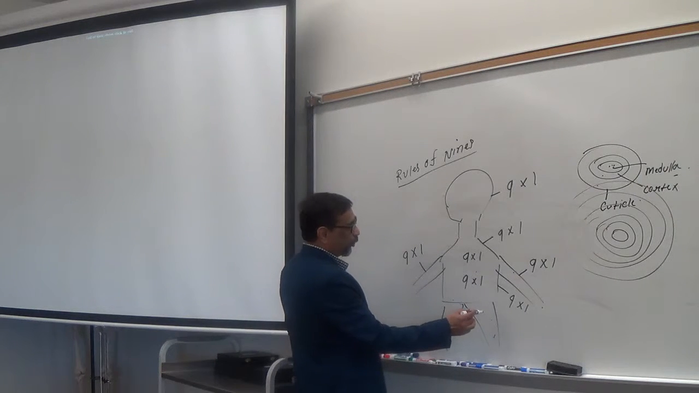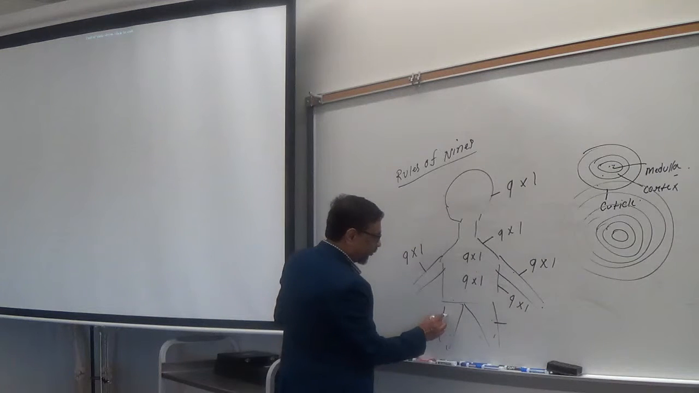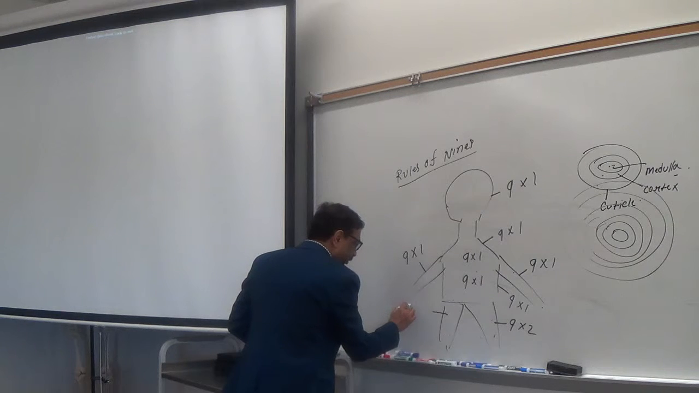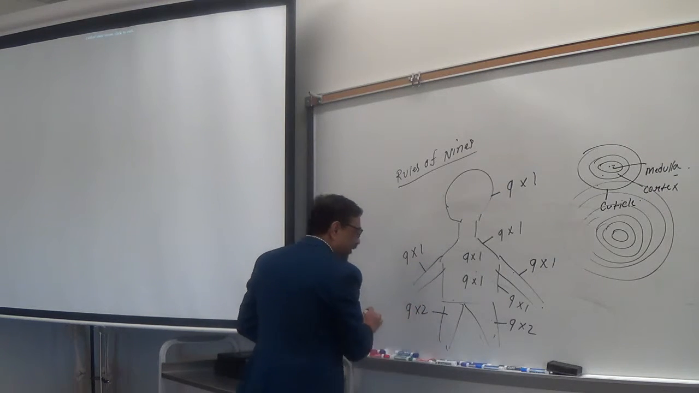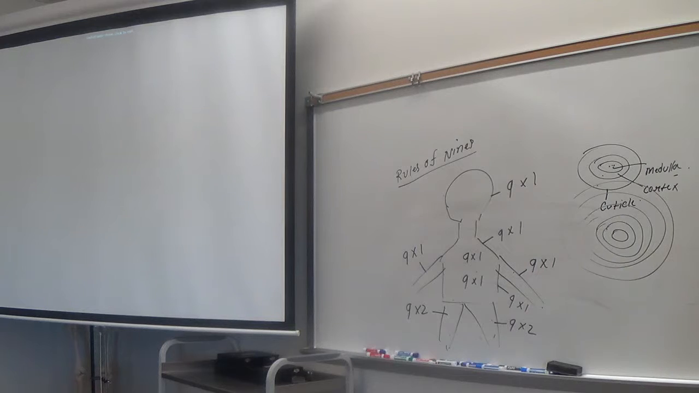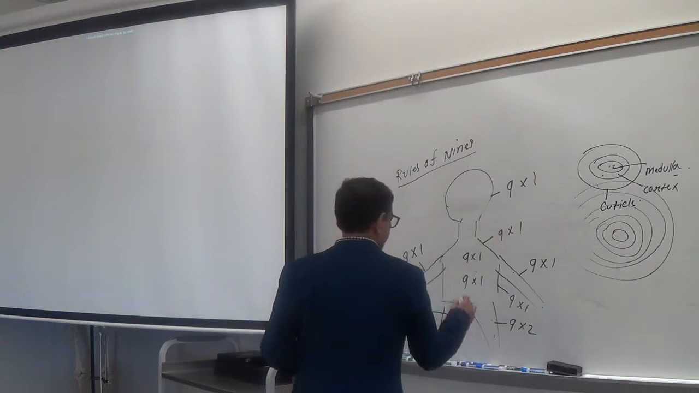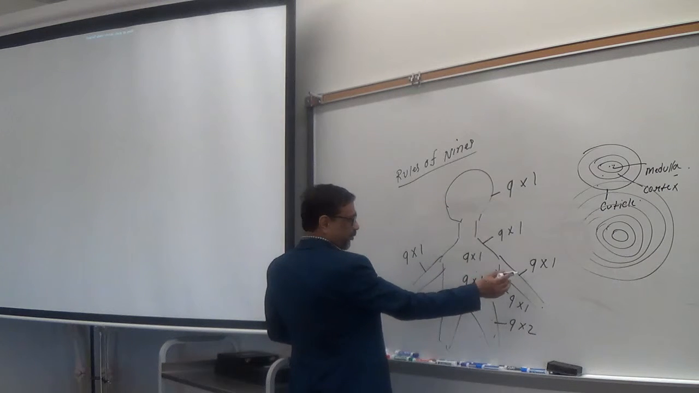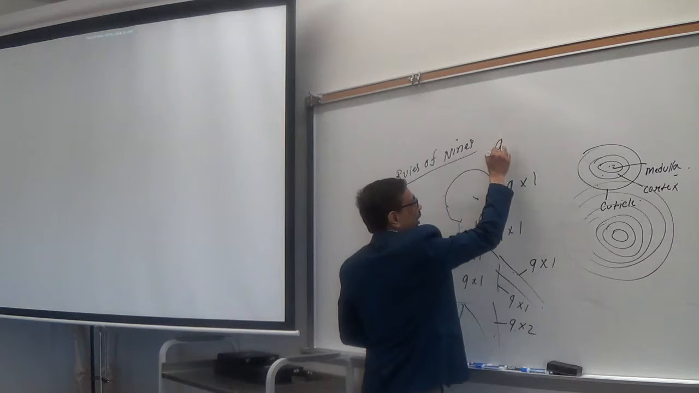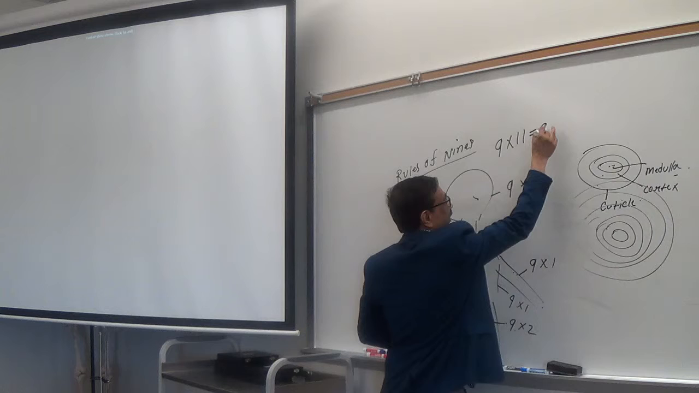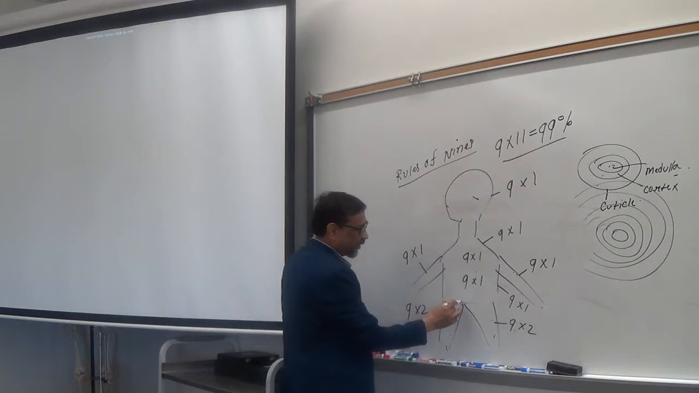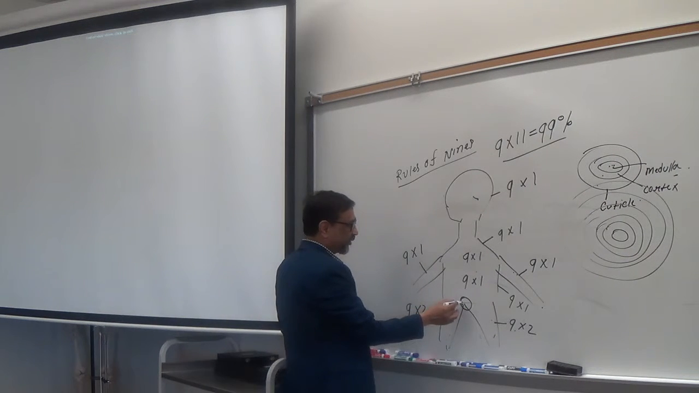Each lower limb is 2 9s. Lower limb is bigger than upper limb, you know that, right? Legs are bigger than the arms, right? So lower limbs, the surface is more, double. So let's see how many 9s we got. 4 in the trunk, 5, 6, 7, 8, 9, 10, 11 9s, right? 11 9s makes what? 9 times 11 makes 99% of your skin or body surface. 1% is genital area, only 1%.